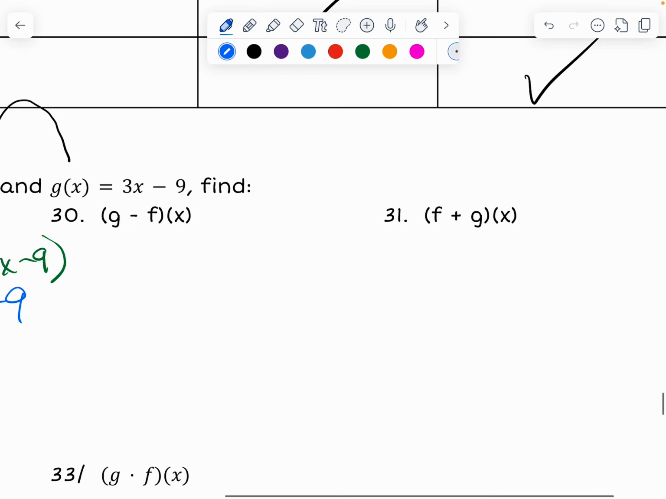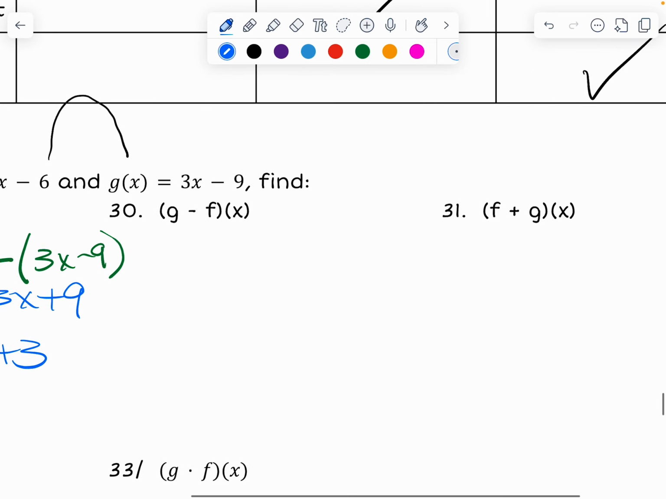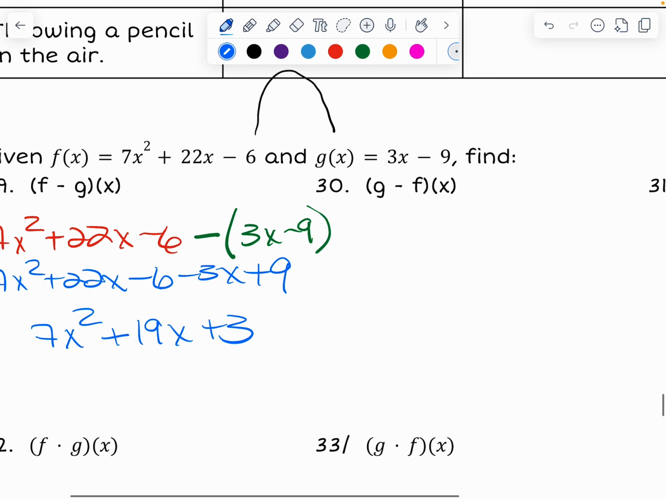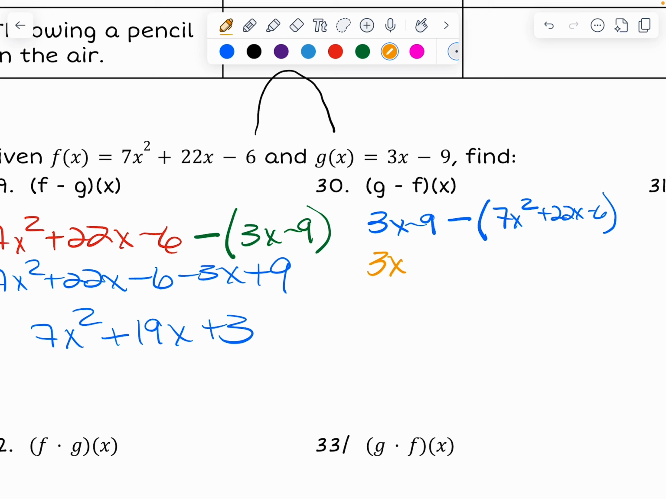Okay, next one. I have to, the g has to come first this time. So 3x minus 9 minus parenthesis 7x squared plus 22x minus 6. So 3x minus 9 minus 7x squared minus 22x plus 6. So negative 7x squared minus 19x minus 3.